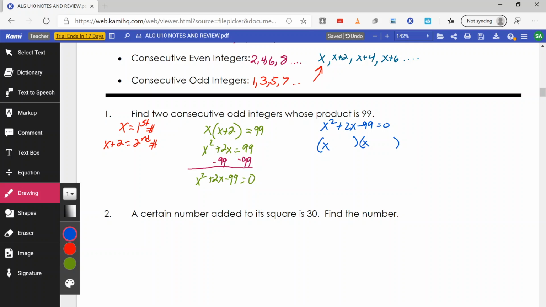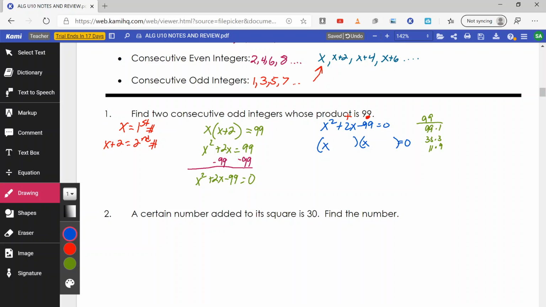And the numbers that I come up with have to multiply to 99 and add to positive 2. So I've got to come up with numbers that multiply to 99, which, if I think about it, is 99 times 1, 33 times 3, and 11 times 9. So out of these three pairings, which of these three will get me to 2 by adding?